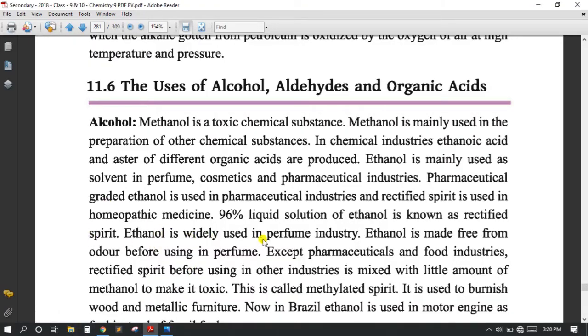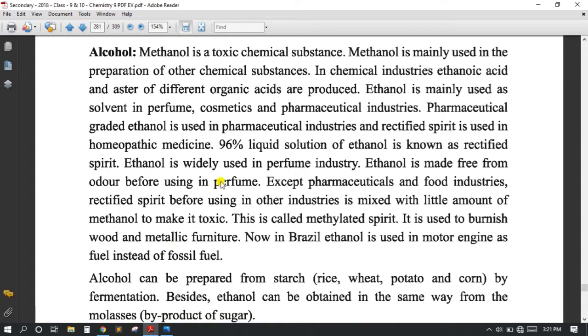Then ethanol is widely used in the perfume industry. Ethanol is made free from odor before using in perfume. You know this, ethanol has a pungent smell. So if you remove this smell, then we may use it in perfume. Except in pharmaceuticals and food industries, rectified spirit before use in other industries is mixed with a little amount of methanol to make it toxic.